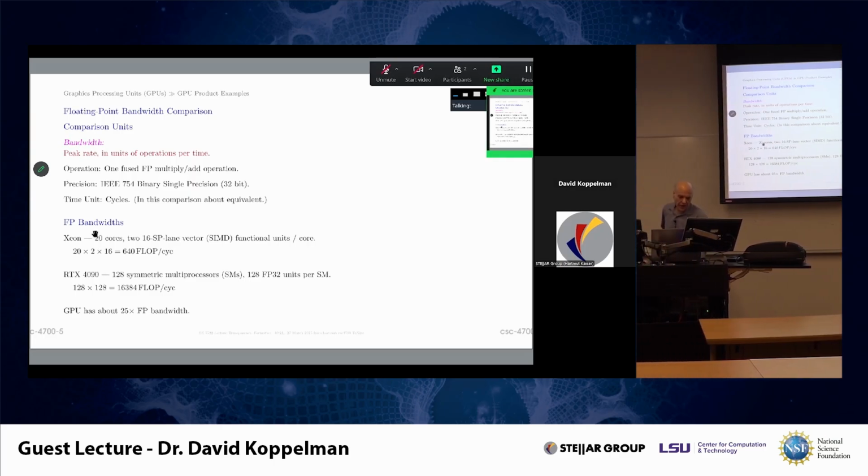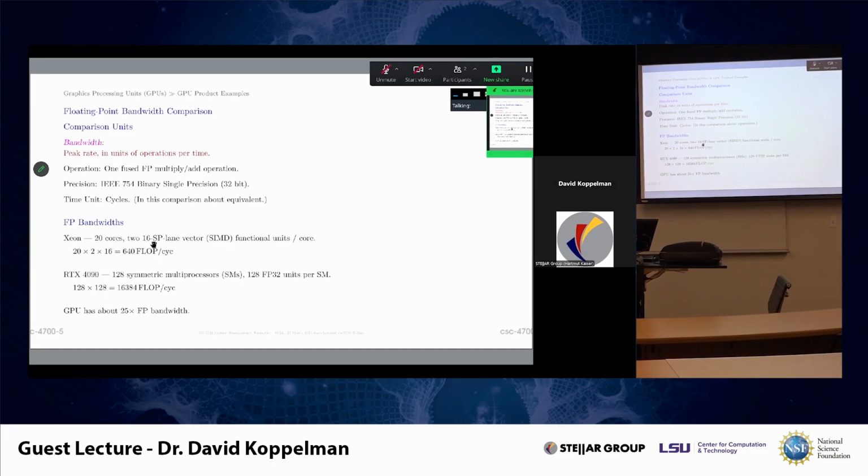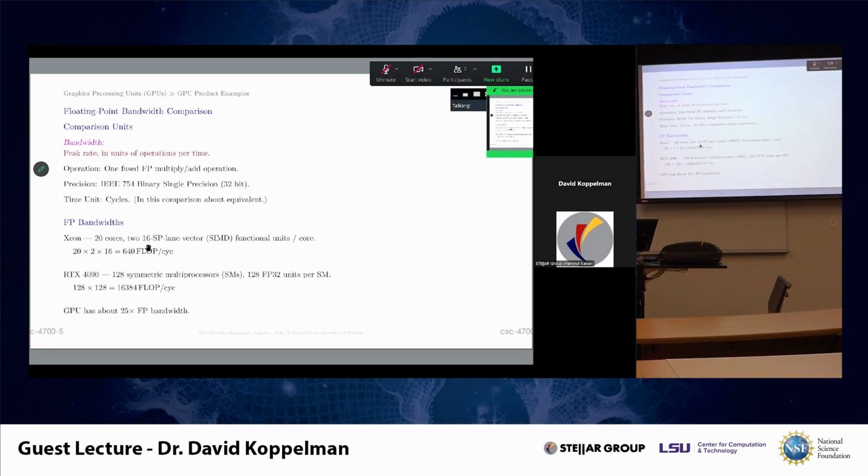All right, so for the Xeon, here's the floating point bandwidth calculation. First of all, it has 20 cores. Each core has 2 vector units. And the vector units will have 16 lanes for single precision. So it's AVX 512, that's 512 bits.